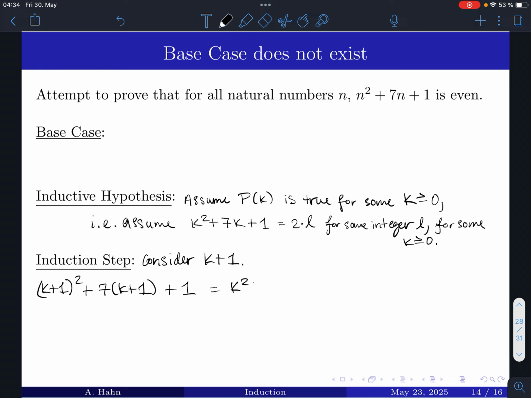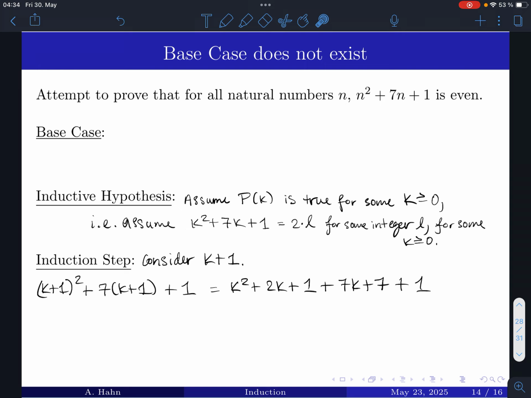So we're just going to multiply this out. If we FOIL out this K plus 1 squared, this is going to be K squared plus 2K plus 1. That's the K plus 1 squared. And then 7 times K plus 1, that's 7K plus 7. So we're going to do plus 7K plus 7. And then we still have this 1 over here. So plus 1.